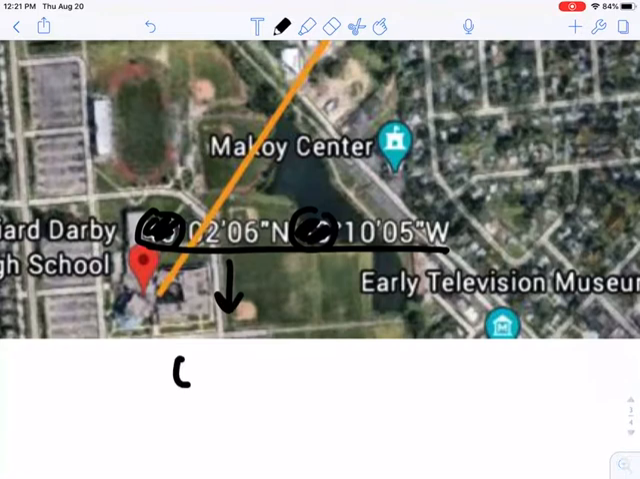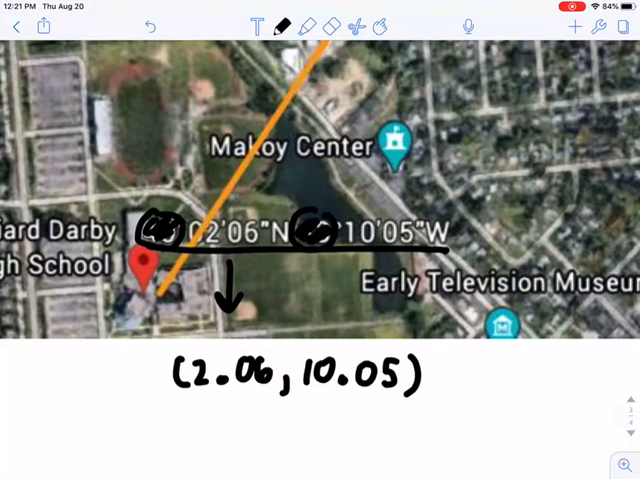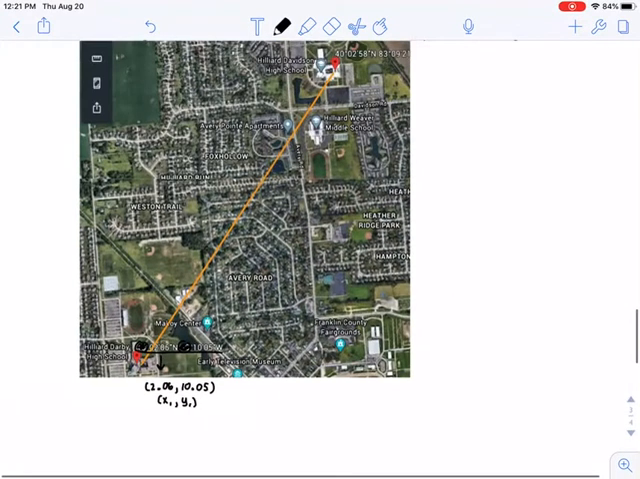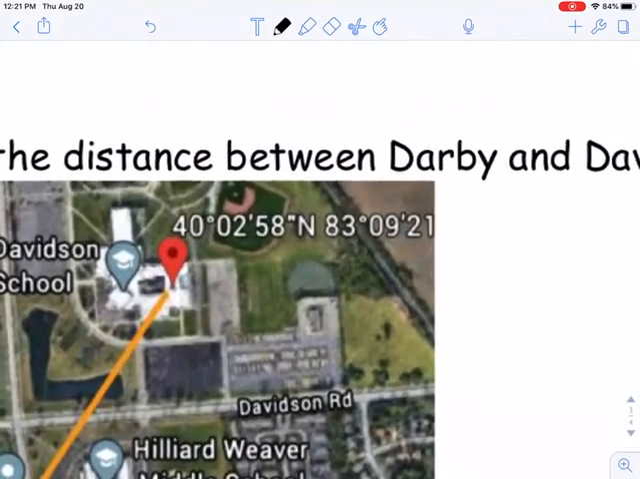In this 2 minutes and 6 seconds, we're gonna translate to 2.06. And then this 10 minutes and 5 seconds over here, if you understand longitude and latitude, we're going to translate that to 10.05. All right, so that's x1, y1. All right, then we're going to translate the coordinates to Davidson.